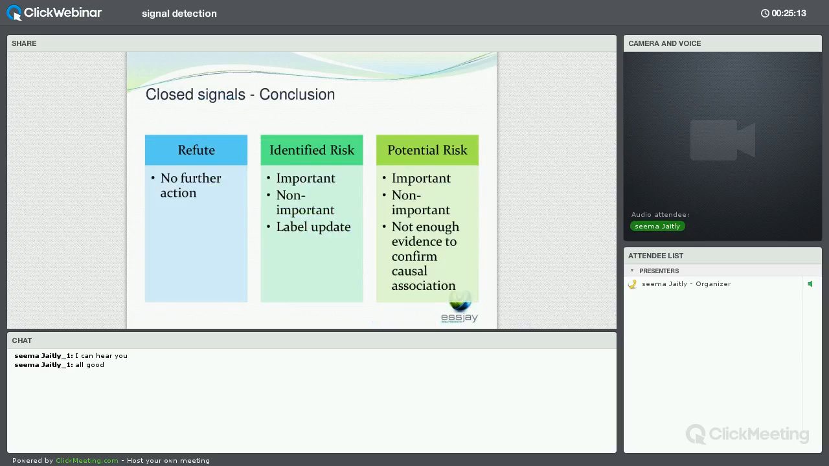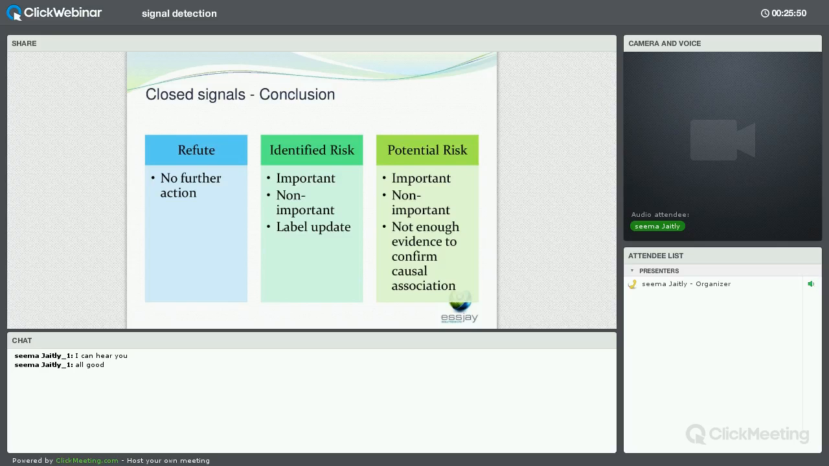So looking now at conclusion overall. So the conclusion for your signal is that it's refuted, no further action is needed. For this signal, there's no issue here, nothing else to be done. Or you can have an identified risk, which can be important or non-important. This is something that's related to your product and you will need a label update. Or you can have a potential risk, which is either important or not important. So there's something going on, but you don't have enough evidence as yet to be able to say that there is a causal association in some way. So those are your three things that you can conclude.